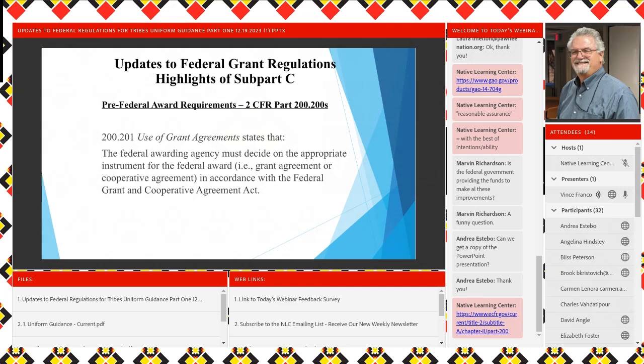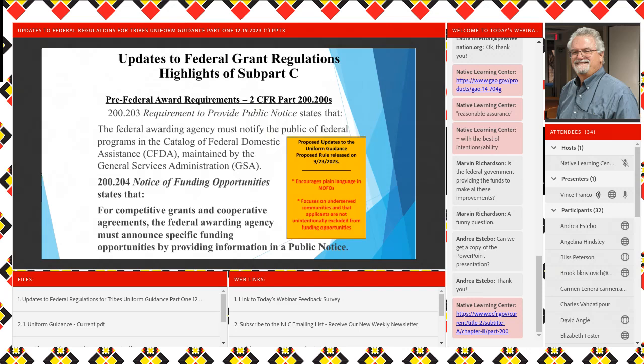Now, pre-federal award requirements is more agency-driven. Again, more agency-driven. But let's see if there's anything in here that falls on us. Oh, already we've got some information that's going to trickle down to us. Required notices that have to be put out by the federal agency. 2 CFR Part 200.204, notice of funding opportunities. They are talking about changing the NOFOs, notice of funding opportunities.